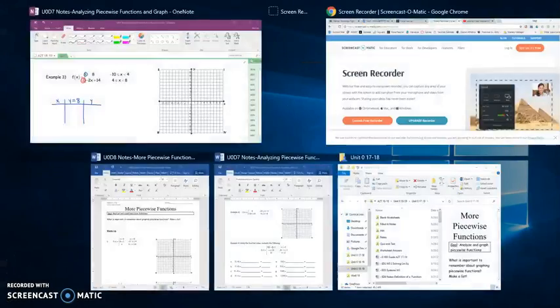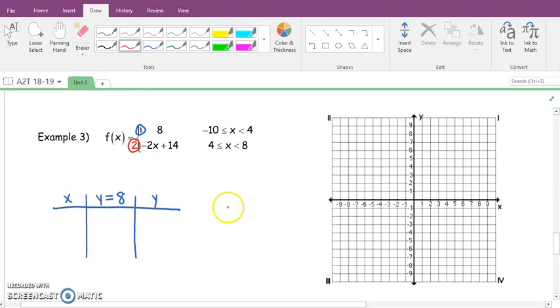Okay, so that'll be my first table, and then I'll do the same thing for my second one. Ugh, sorry about that. Keep doing that. Sorry, not as straight, my fault. X, my second equation, y equals -2x plus 14, and then y.